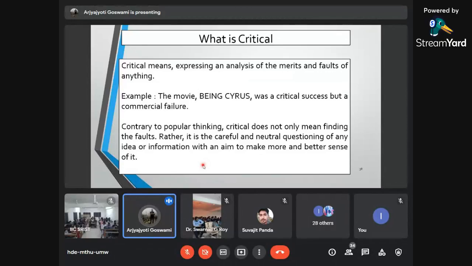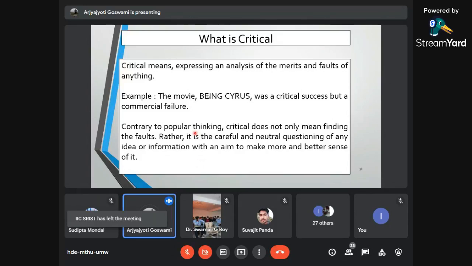Now, another thing which is intricately related to design thinking is called critical thinking. Critical basically means analyzing the merits and faults of anything, right? We may feel that critical only means a negative thing. We are criticizing something, right? But the actual definition of criticism is not that. Criticism means we are trying to bring out the merits and demerits of a particular thing, right?